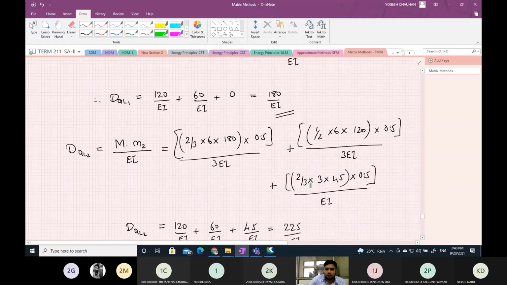Same way here also. This is area hatched in green. This is area hatched in blue. And this one is area hatched in red.